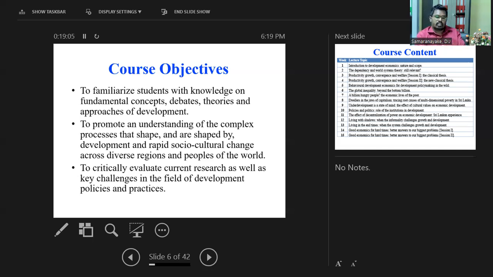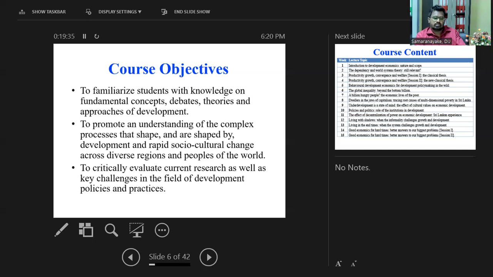So I will put lecture material usually before the session. Even today I put it before the session. You can have it and you can go parallel with the session, right? And so when it's called objectives, as you could see, here we need to make you familiar with the knowledge on fundamental concepts, debates, theories, and so on, and even approaches to development.